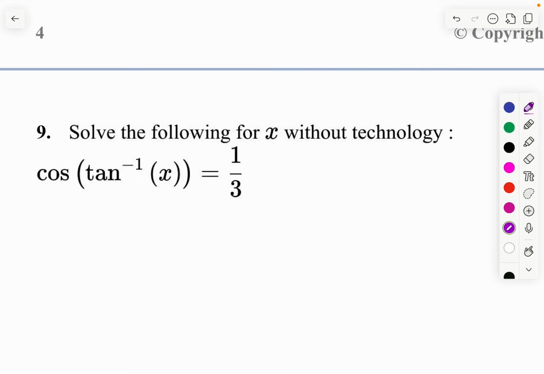This says solve the following for x without technology. All right, so we're taking the cosine of tan inverse of x. So that means this is an angle. So what angle is it?